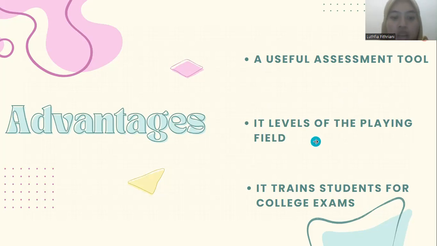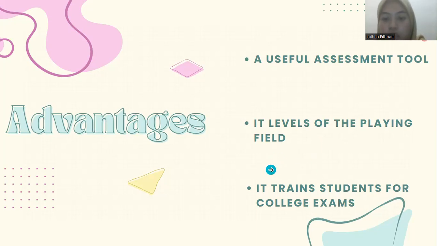The second is it levels the playing field. Since students will be answering the same sets of questions, the test takers will be on the same playing field with no special treatment. These questions are given in a standardized format and computation of result is devoid of human intervention. This leaves no room for favoritism and bias since assessment is done objectively.